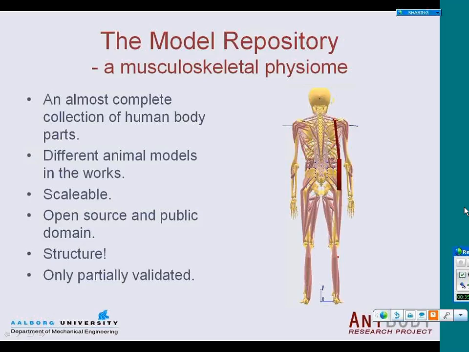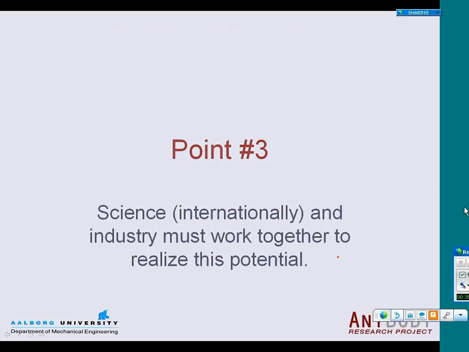I should also say that even though we work hard on validation, this is only partially validated, and it will always remain only partially validated, because it is impossible to validate these models in every conceivable working situation that you might want to put the human body into. So the validation process is actually an open-ended activity, but we are putting a lot of effort into that.